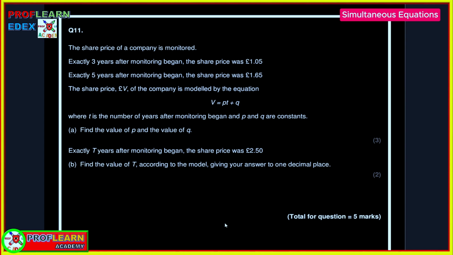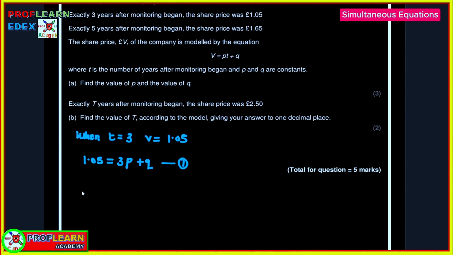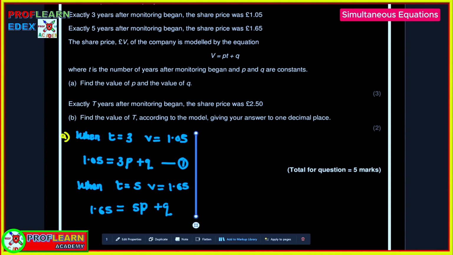In this case also, we are going to form two simultaneous equations using the information provided. The first equation will be formed when T is equivalent to 3 years. Then we substitute into the model so that we have this as our first equation. When T is equivalent to 5 years, we also substitute into the model equation and form the second equation as such, and we call it equation number 2.